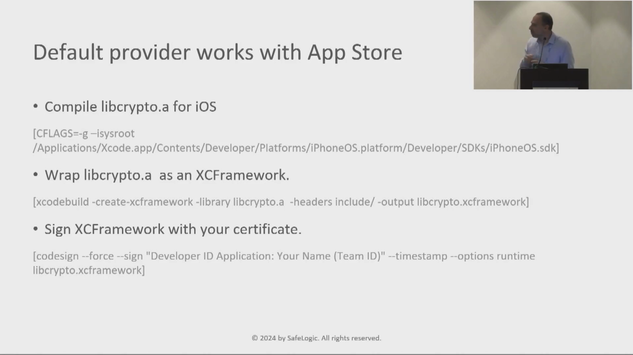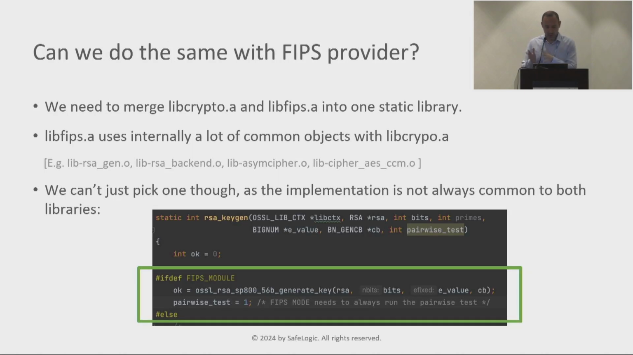And I provided some details, but basically, yeah, I'm using the toolchain for iOS. I'm using a way to create an XCFramework with xcodebuild. And yes, I have to sign everything. This is how Apple works. It's not just a dummy library. I have to provide my credentials so I can deploy it to the App Store. So, okay, this actually works. Okay, so can we do it with the FIPS provider?